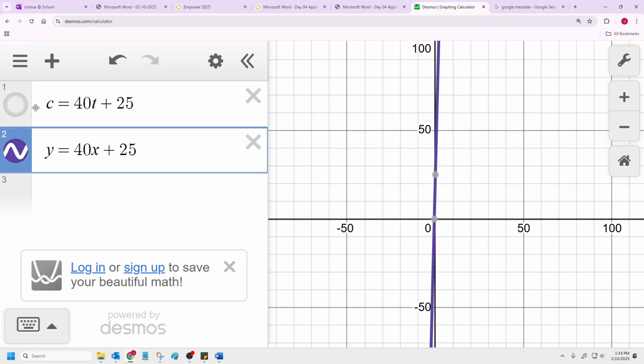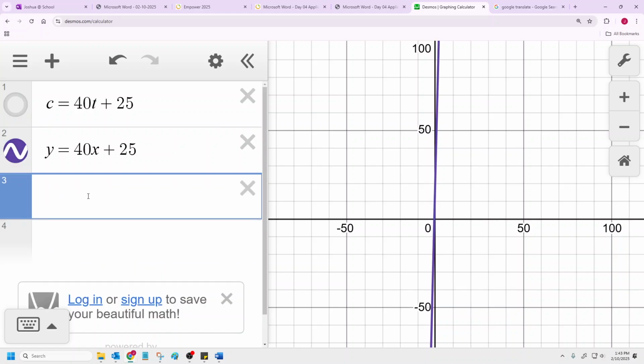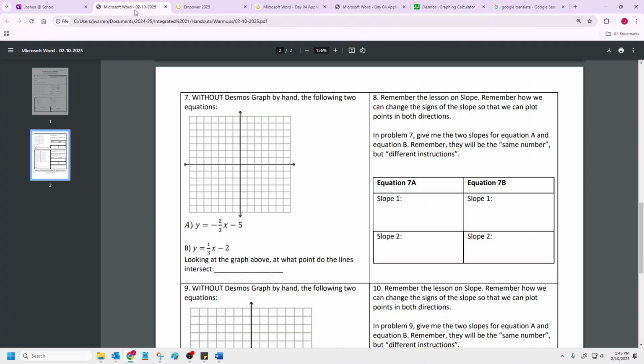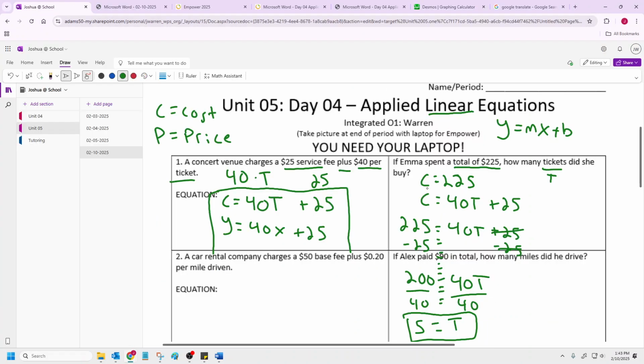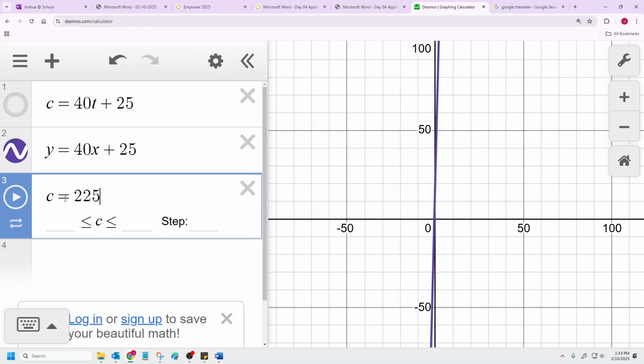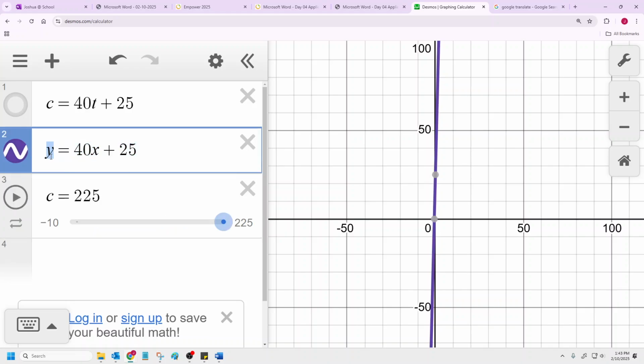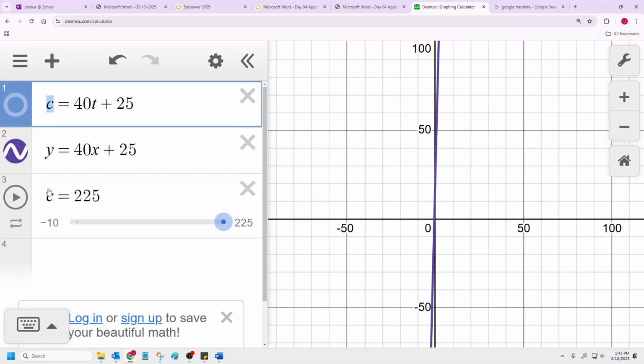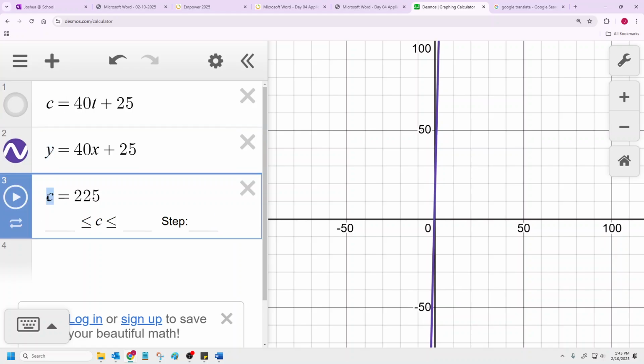So here's what's neat. Can I put another equation in there? Well, let's go back and look. Another equation we had was c equals 225. Does that make any sense? No, because we want to make sure we plug it in for the right variable. Remember what I replaced my c with? I replaced it with y.